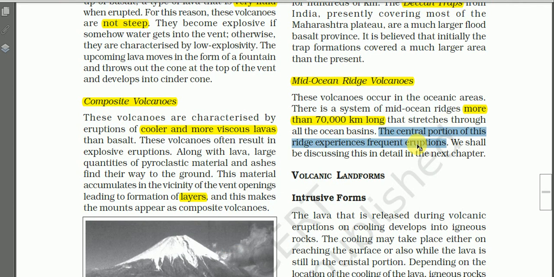Do you have questions regarding these types of volcanoes, boys and girls?